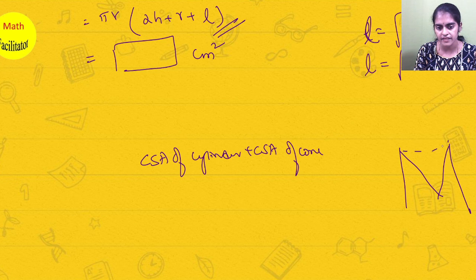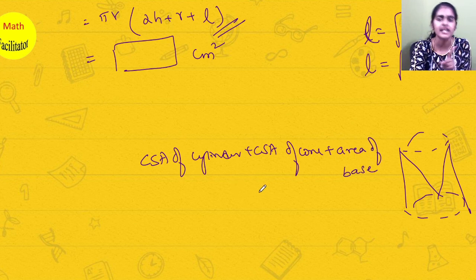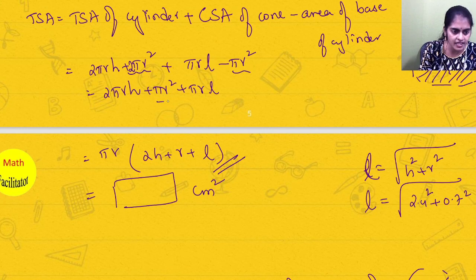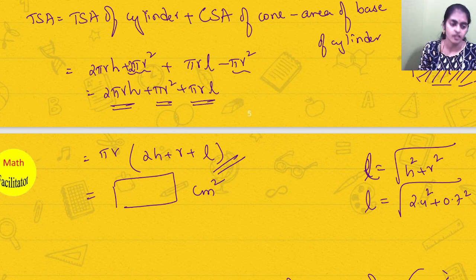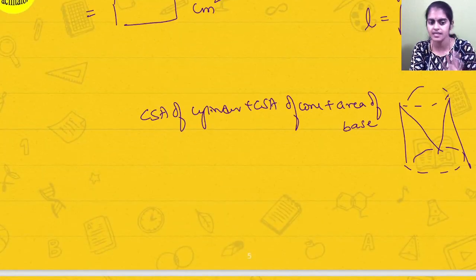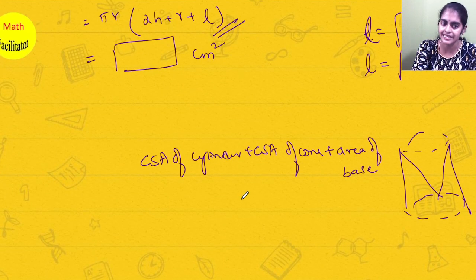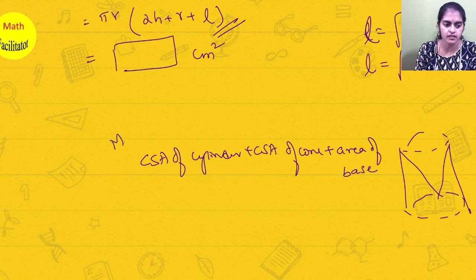This upper portion is anyway removed, but this lower portion you will have to add. So plus area of one base you will add, that is one pi r square. See here, after simplifying, how many pi r squares have come? Only one. So this is CSA of cone, 1 pi r square from CSA of cylinder, 1 area of base, and CSA of cone. So whether you do it this way or that way, the answer is the same. It depends on how you are understanding. Okay, so this is method 2.